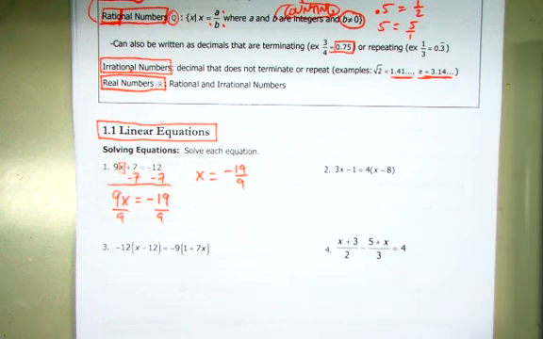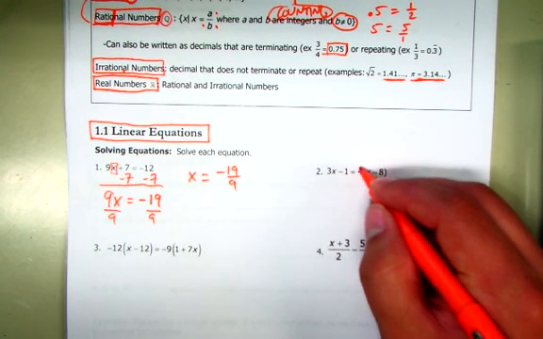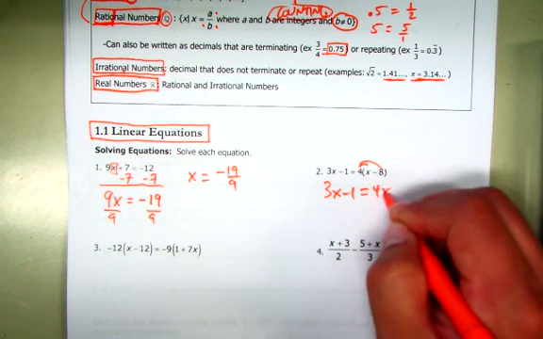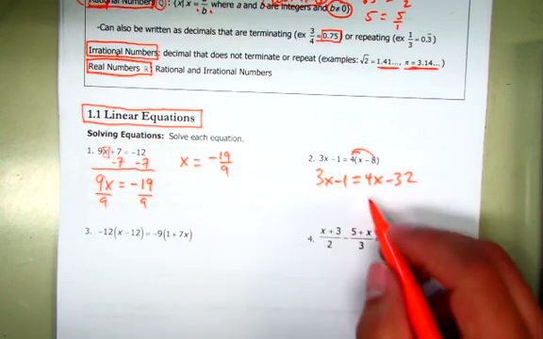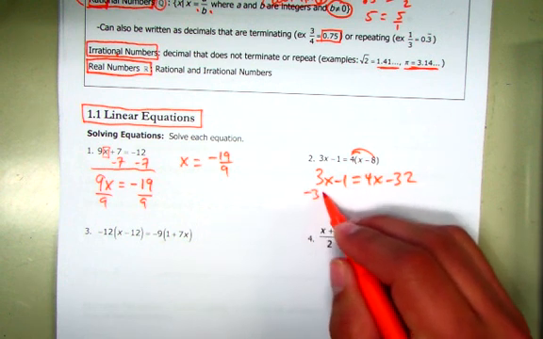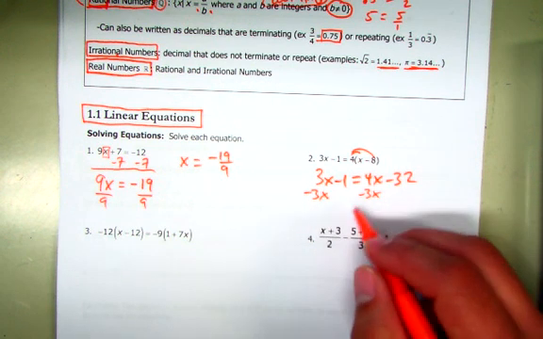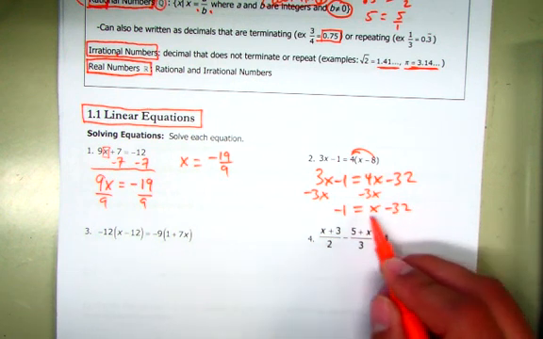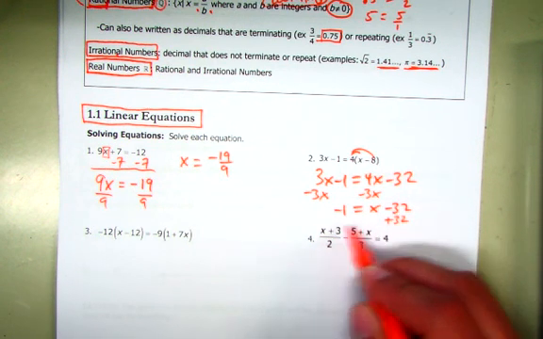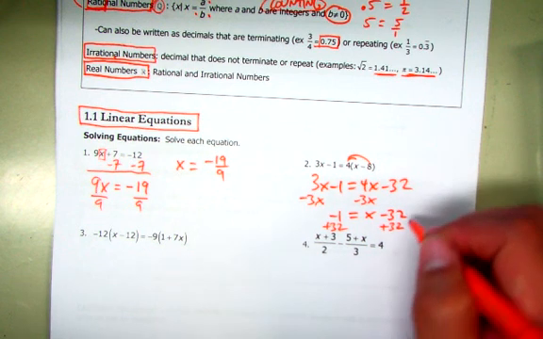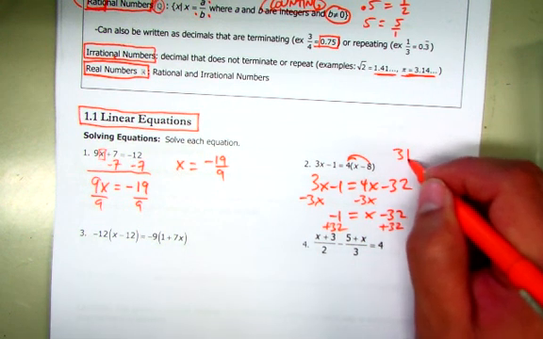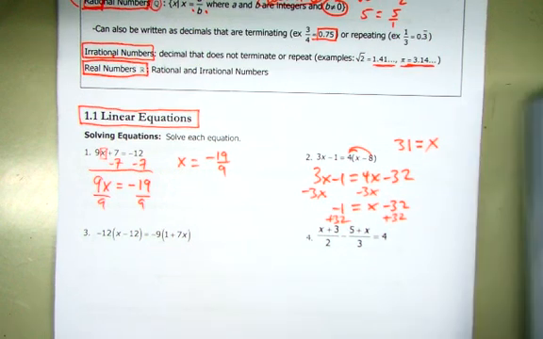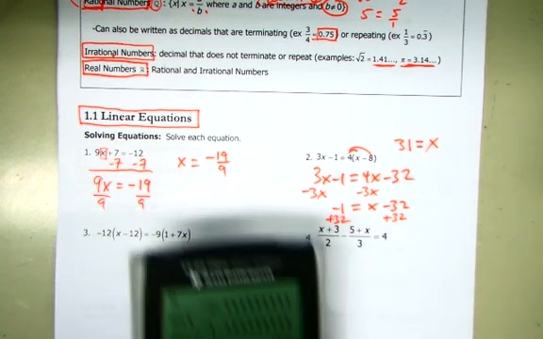All right, so for this one, we would distribute first. So that'll be 4x minus 32. And then you want to subtract 3x on both sides to get all the x's on one side. And then now you can add 32. So now you get positive 31 equals x.